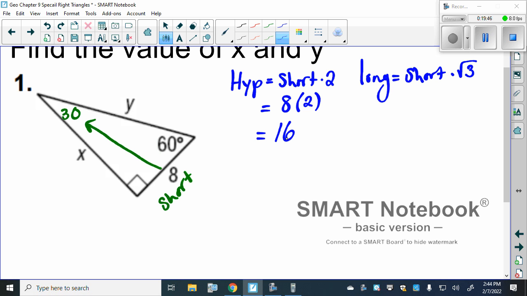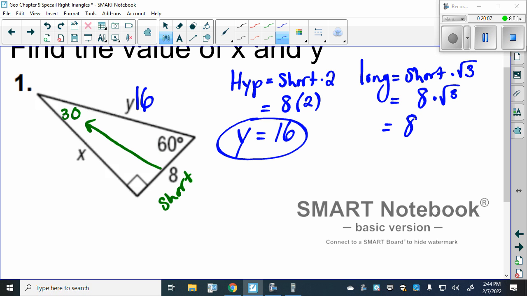Now, which variable is the hypotenuse? Because it's going to be the side length opposite the 90 degrees. So for the long side, we'll have 8 times the square root of 3, which is 8 square root of 3. And this would be x.